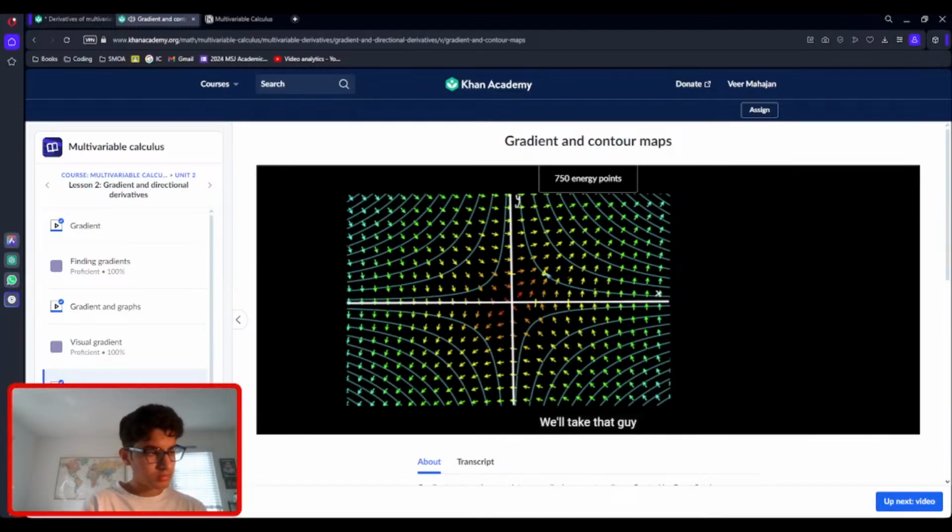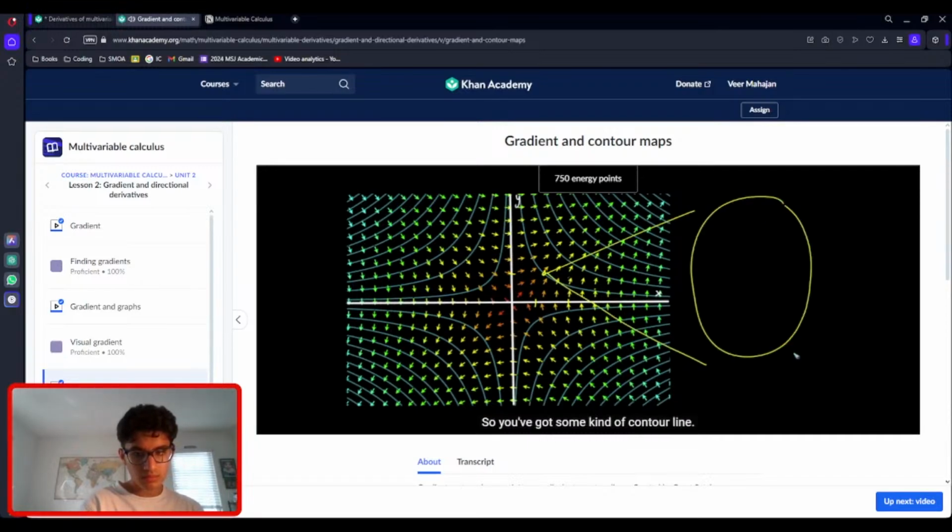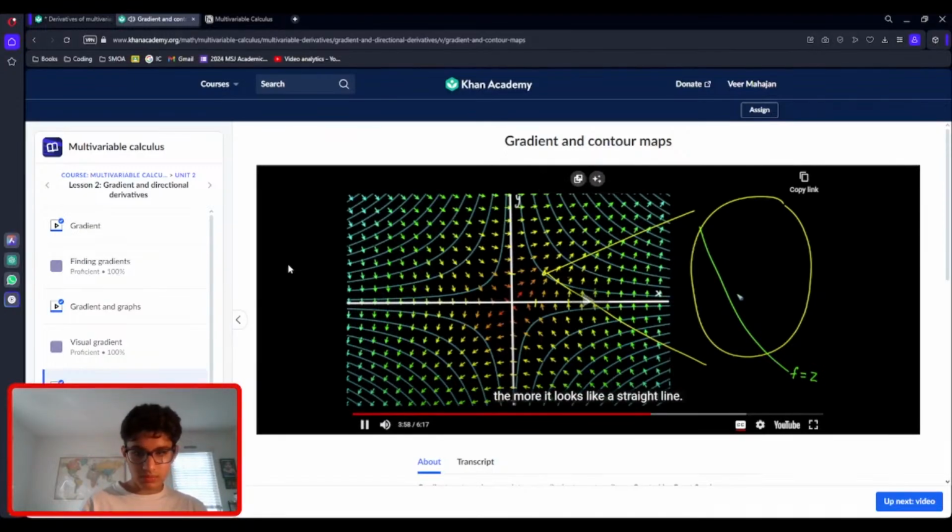We'll take that guy, kind of imagine zooming in and saying what's going on in that region. So you've got some kind of contour line, and it's swooping down like this. And that represents some kind of value. Let's say that represents the value f equals 2. It might not be a perfect straight line, but the more you zoom in, the more it looks like a straight line.